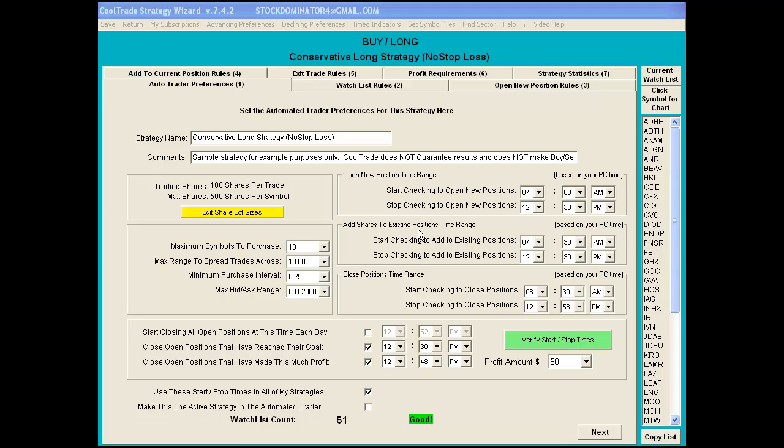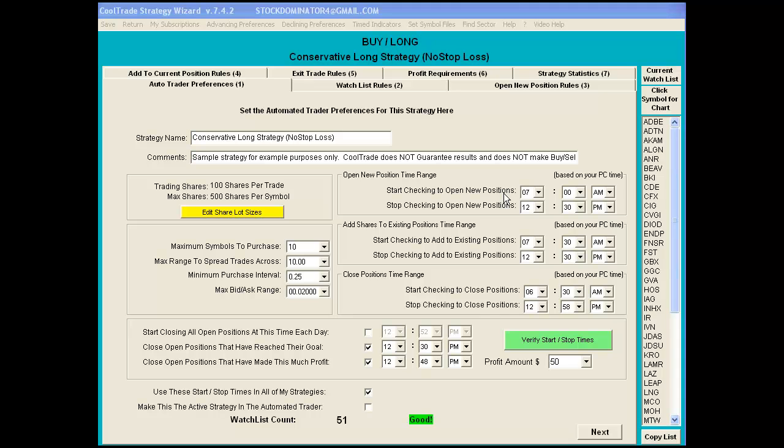You also set the times of day that your auto trader trades. So it only opens positions between 7 and 12:30. Only adds between 7:30 and 12:30, and begins closing from 6:30 when the market opens till 12:58, which is roughly 2 minutes before the market closes. So you see, there's a lot of cool functionality here.